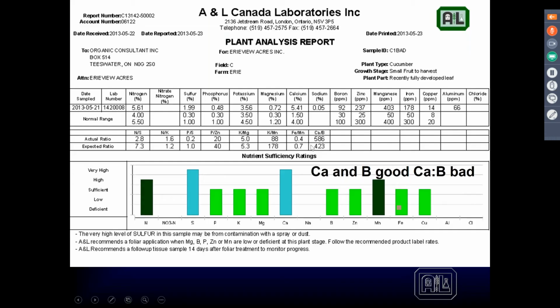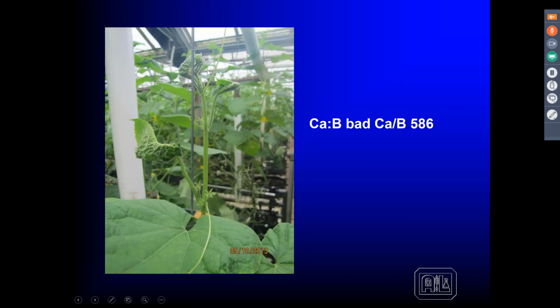Here we have a situation where we have some problems. Again, we've got excellent boron levels, but our calcium is way too high, and our calcium to boron is 586 to 1, and we have typical dieback of the growing point and boron deficiency showing up. So sometimes just an over-application or too much of one thing, even if you have adequate levels of another nutrient, can cause you a problem like we see here in the cucumber.